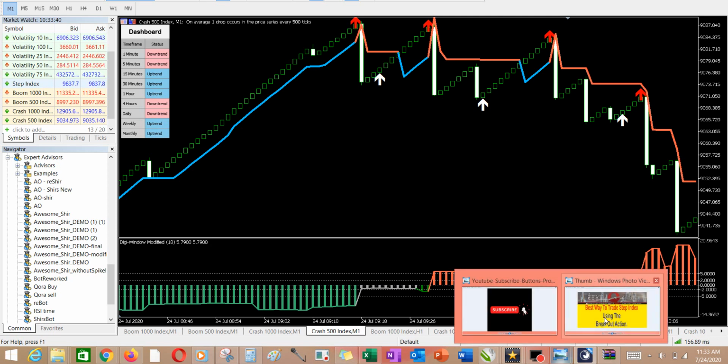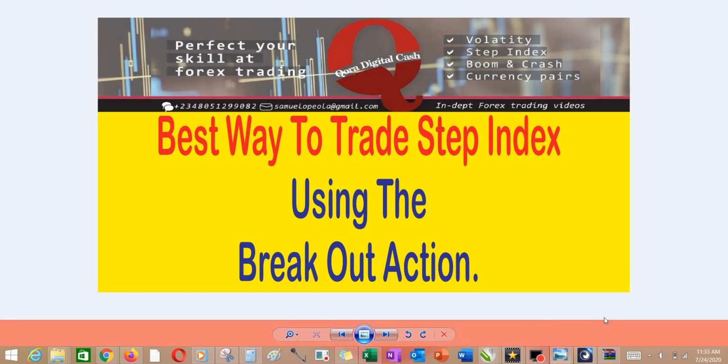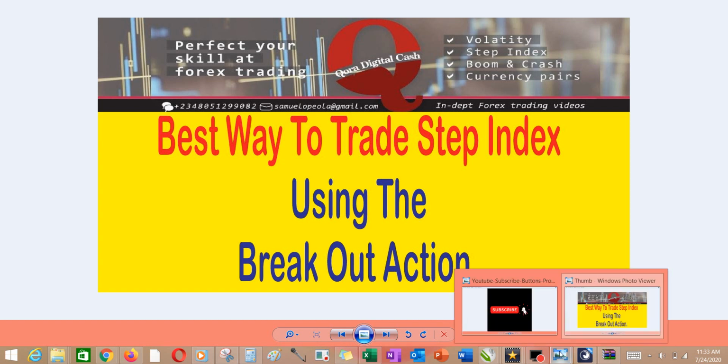Okay, let's go into today's training. This is what we are looking at, the best way to trade Step Index using the breakout action. Okay, that is what we will be looking at. We will be looking at two different ways to do this, the short-term period and the long-term period. Probably I will split the video into two, but let me start with the long-term period.